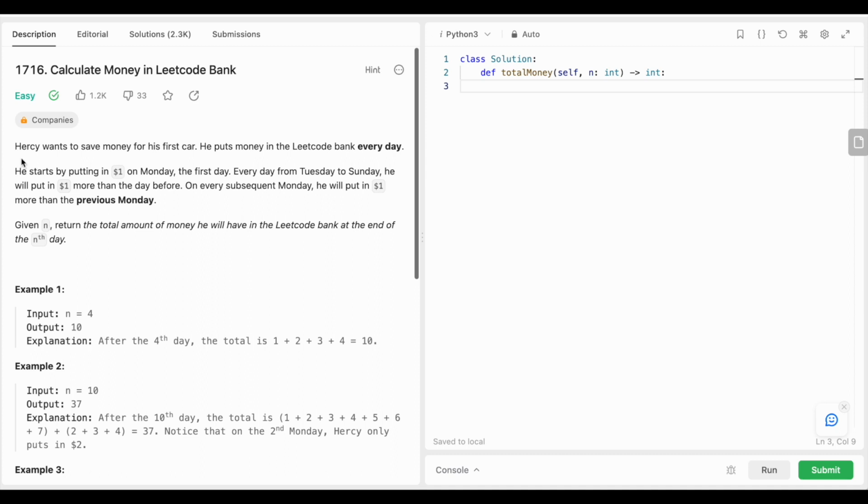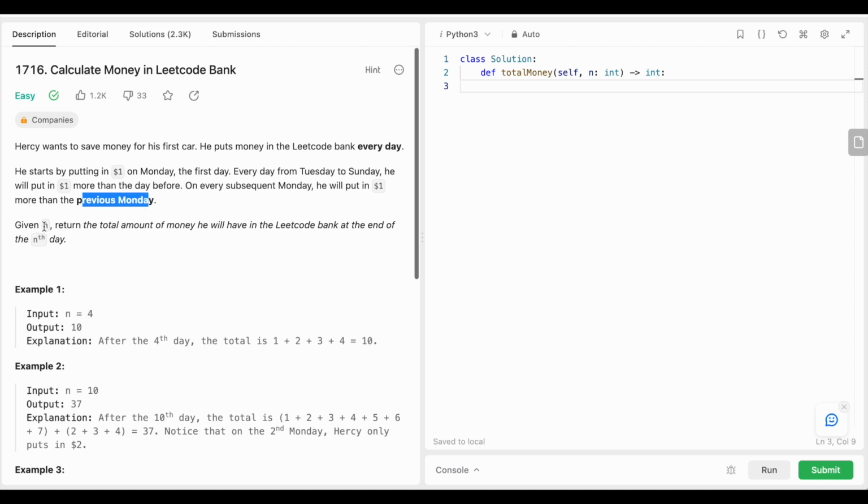In this problem, we have a user, Hersey, who wants to save money for his first car. He puts money in the Leetcode Bank every day. The first Monday, he puts in $1, and every day onwards, he adds $1 more than the day before. Then, on every subsequent Monday, he will put in $1 more than the previous Monday.